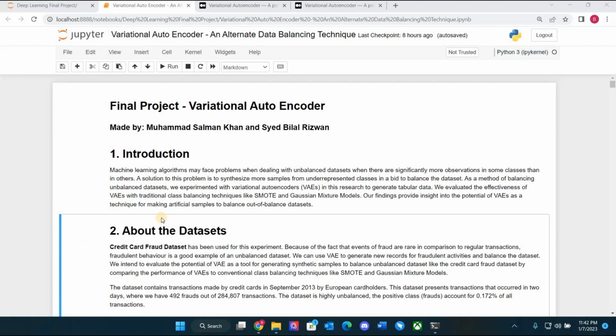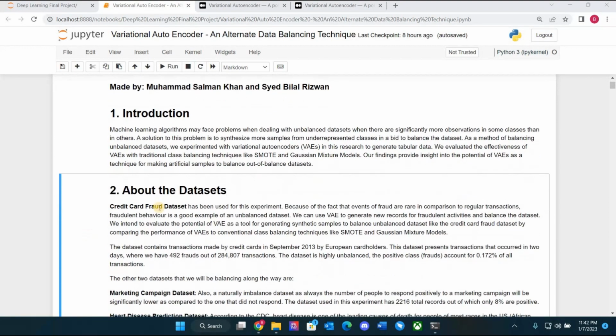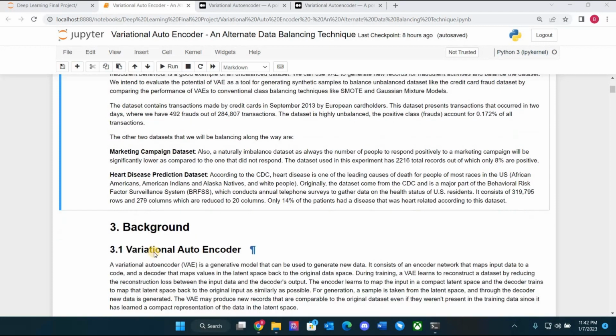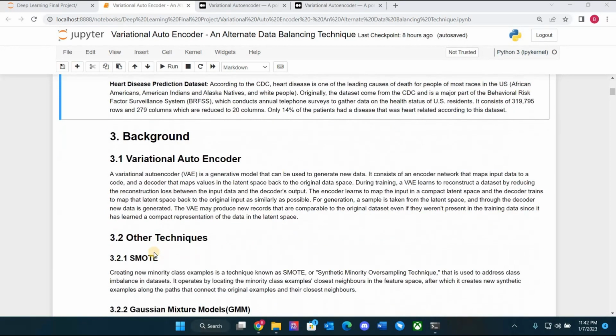So to do that, we actually used it on three different datasets: credit card fraud, marketing, and heart disease datasets. All three of them are highly imbalanced datasets, where credit card is the most imbalanced with only 0.172% of positive classes. So let me give you a little bit of background about how a variational autoencoder works.